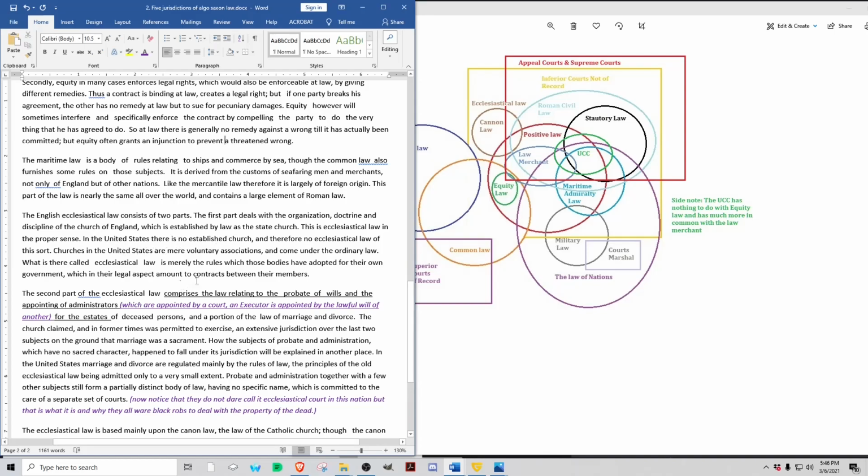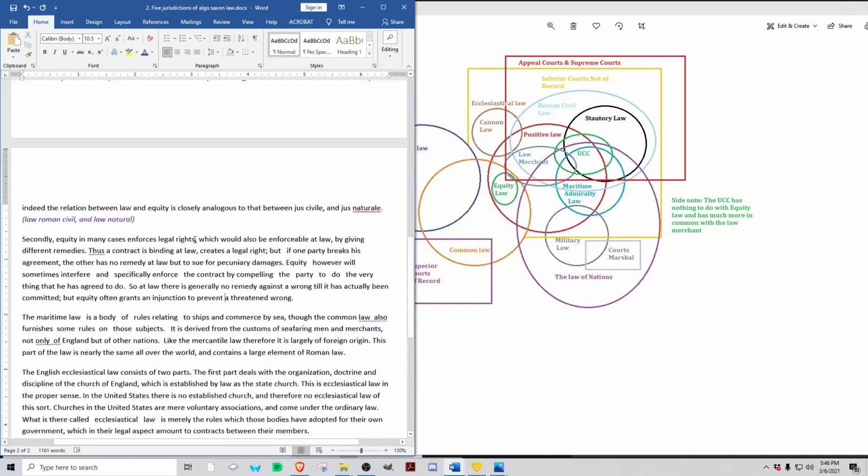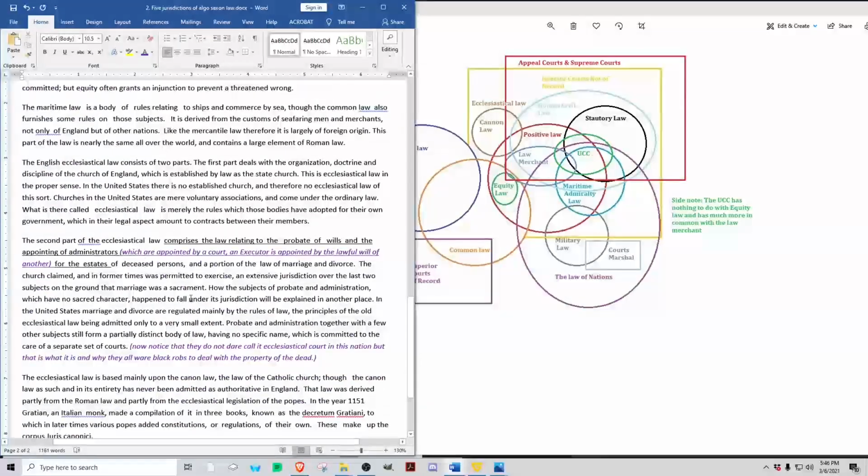The English ecclesiastical law, okay, so we went from maritime, no, I'm skipping around here, because it's all out of the same book, but I pulled this out of a lot of different sections. So now, ecclesiastical. The English ecclesiastical law consists of two parts. The first part deals with the organization, doctrine, and discipline of the Church of England, which is established by the laws as the state church. This is ecclesiastical law in the proper sense. In the United States, there is no established church, and therefore no ecclesiastical law of this sort. Churches in the United States are merely voluntary associations and come under no ordinary law. What is there called ecclesiastical law is merely the rules which those bodies have adopted for their own government, which in their legal aspect amount to contracts between their members.